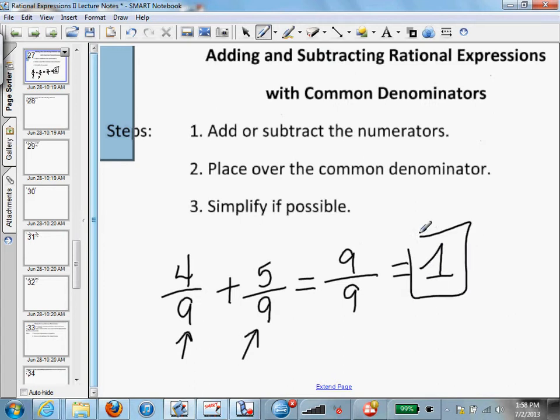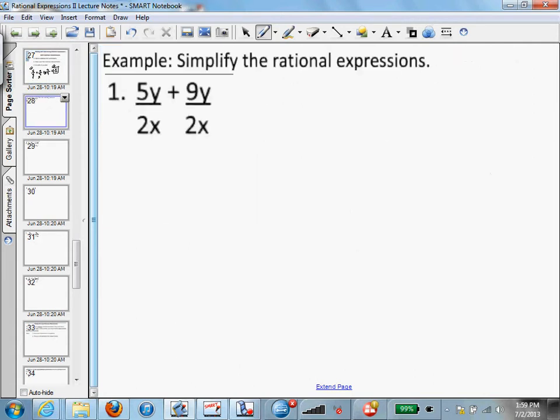1. Okay, so the steps are to add or subtract the numerators, place over the common denominator, and then simplify if possible. And we followed these steps right here. So this was step 1, and this was step 2, and this was step 3. Now let's actually apply this to a rational expression with variables, like in example 1.